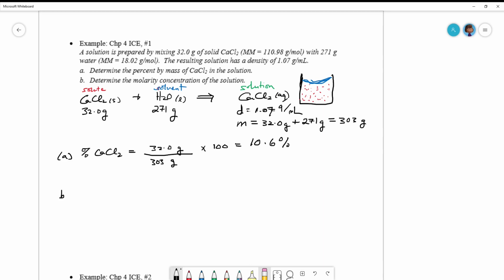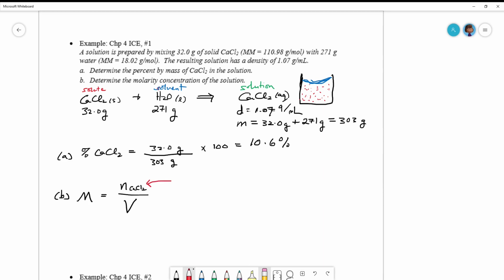Now, part B of this problem wants us to figure out the solution molarity. Now, the solution molarity is given by the formula moles of solute. Our solute is calcium chloride, over the volume of the entire solution. So how are we going to work this out? Well, let's start with moles of solute.